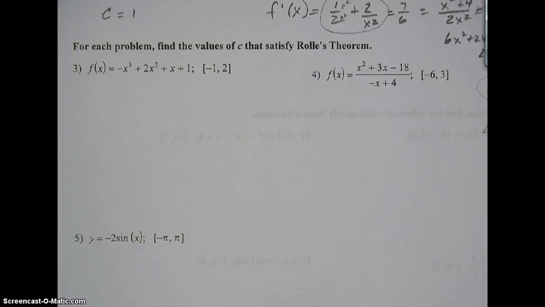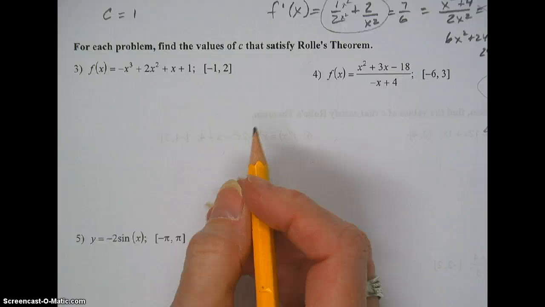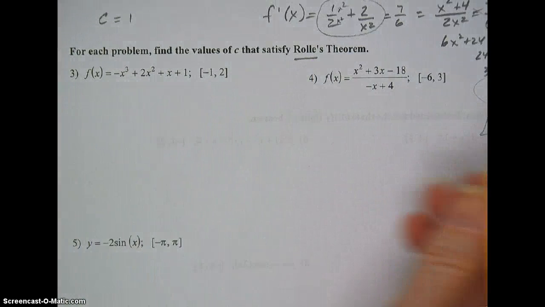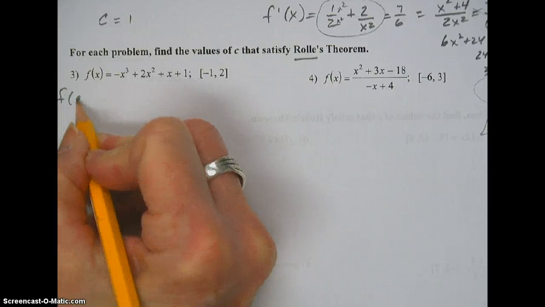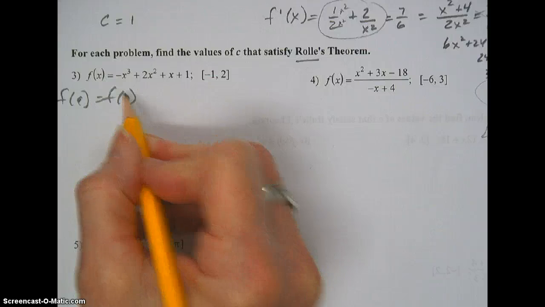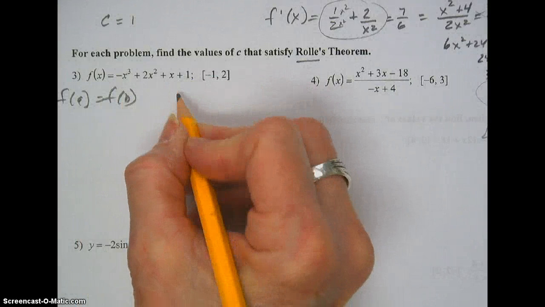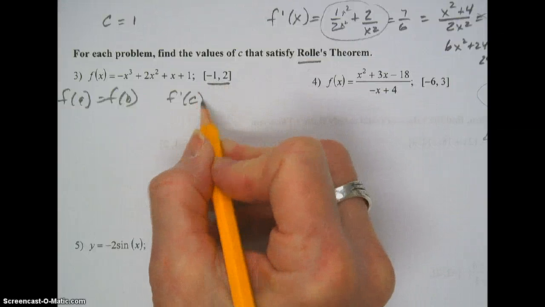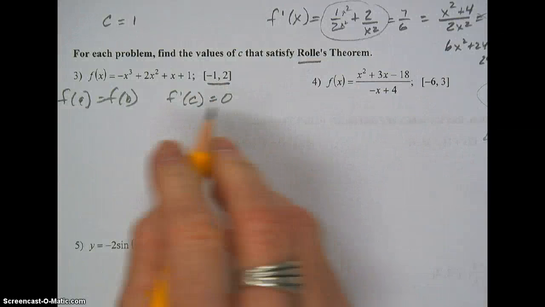Rolle's theorem is an extension of the mean value theorem. In order for Rolle's theorem to hold, you want to check that f(a) equals f(b). If those equal each other, then Rolle's theorem says there's some number c between a and b where the derivative equals 0.